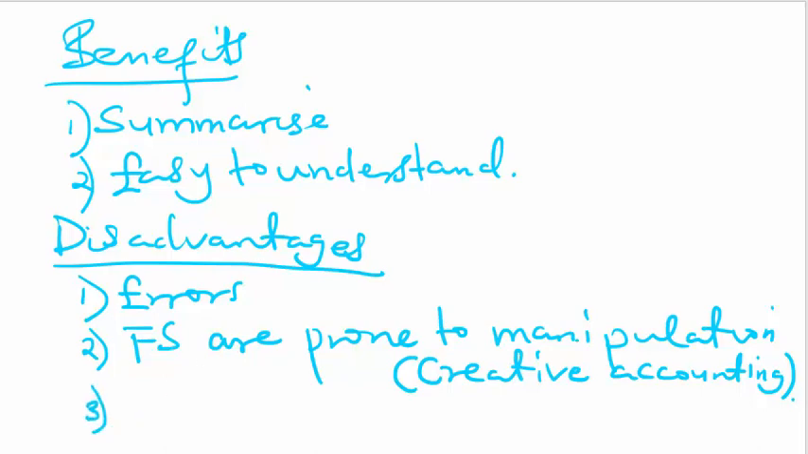Another problem with ratios is that they are a summary. While that's an advantage, it also means that a lot of information is lost somehow. So this is a summary of ratio analysis. I was just trying to give a brief overview, but I hope you've gained something.